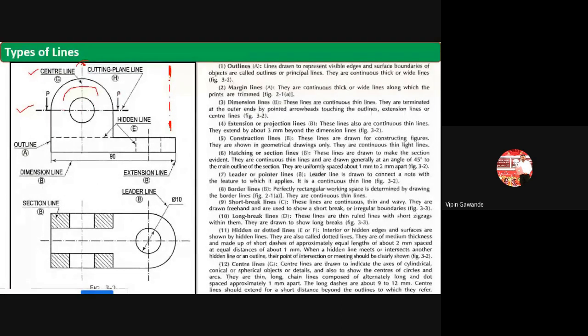So the cutting plane is always associated with the direction of seeing. That means from where we have to look is shown there. These arrows indicate the direction of viewing of the observer. The observer is looking at it from the top. So this is our cutting plane line. It is similar to the center line, but the only difference is it is thick at the ends.